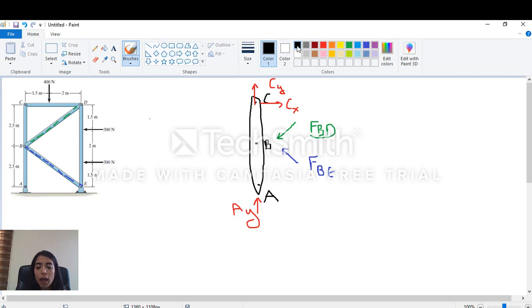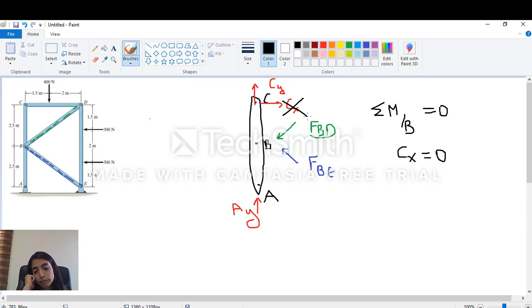Basically, guys, I can do, first of all, the sum of moments around B. Because if I do the sum of moments around B, as you can see, Ay will vanish, FBD will vanish, FBE will vanish, as well as Cy. So I only have the force Cx. The sum of moments around B will give me that the moment of Cx is equal to 0, which means that Cx is equal to 0. And from here, I get rid of the first unknown. Then, guys, how to find Cy, Ey, Ay, FBD, and FBE?